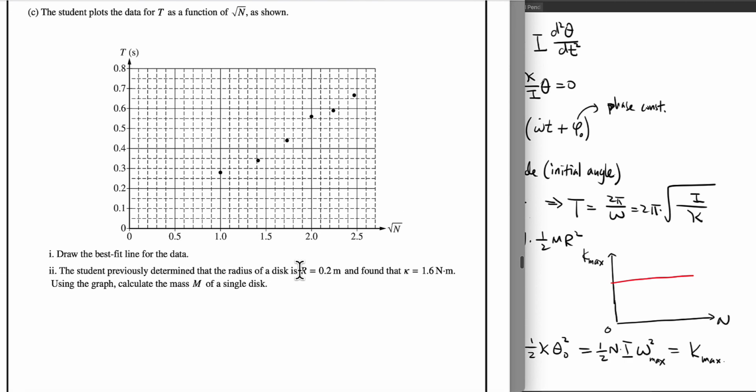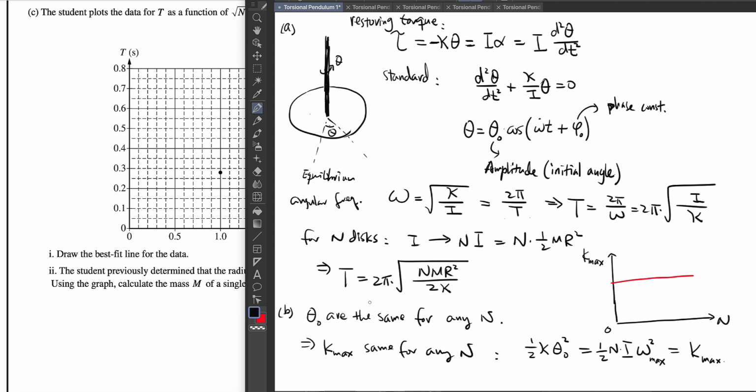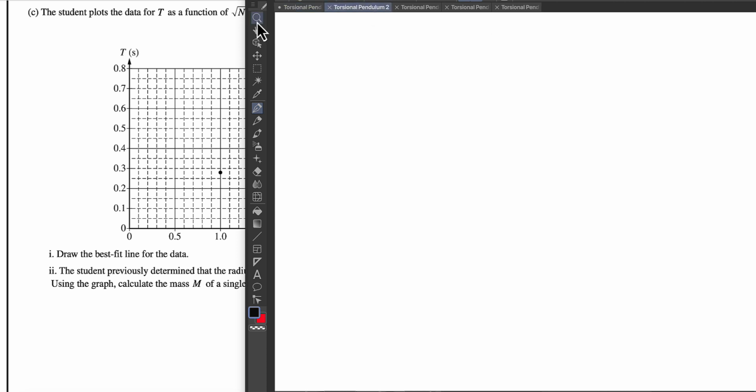Now for question C, now we have some data from experiment, T versus square root n. And we have these scattered points, and we need to draw a best fit line for the data. Now, according to this relation, T equals this quantity. Let me copy that first. n m r squared over 2 kappa. Yeah, I think that is the expression.